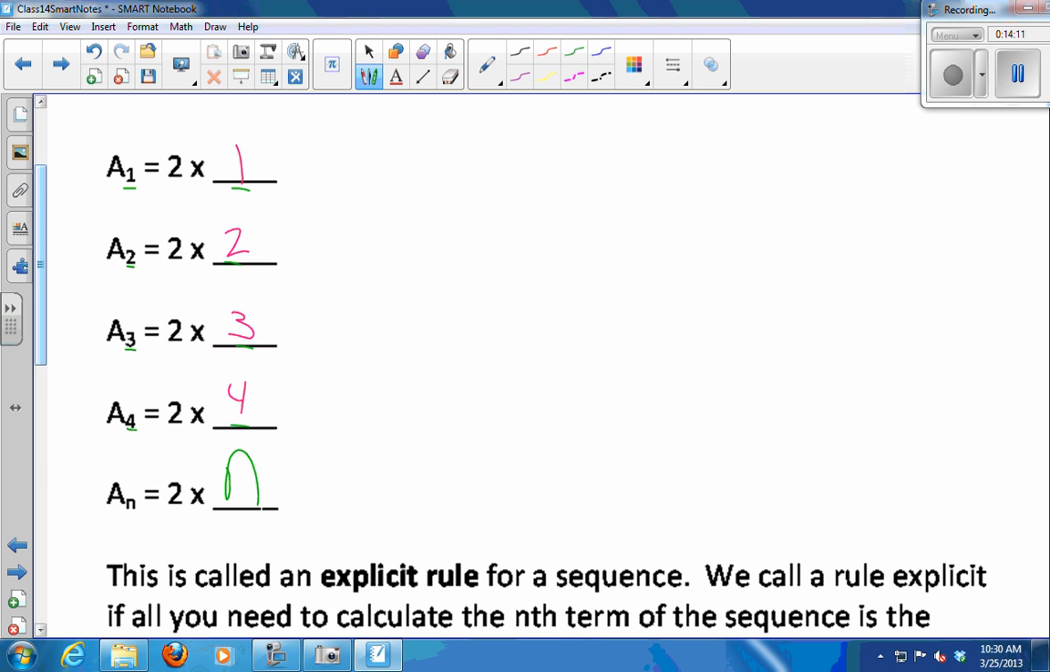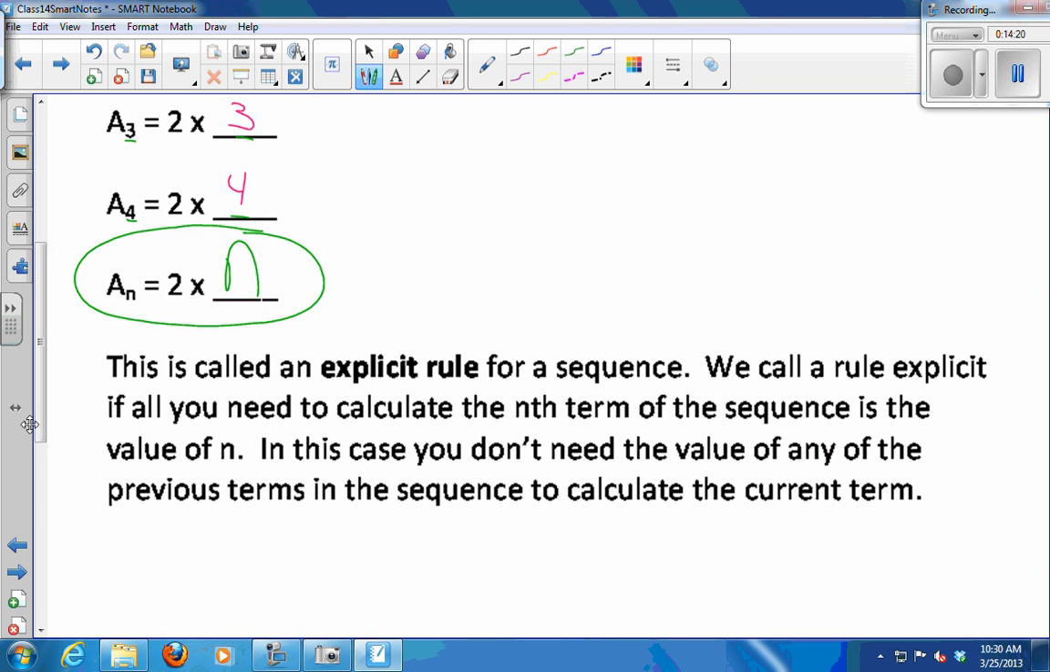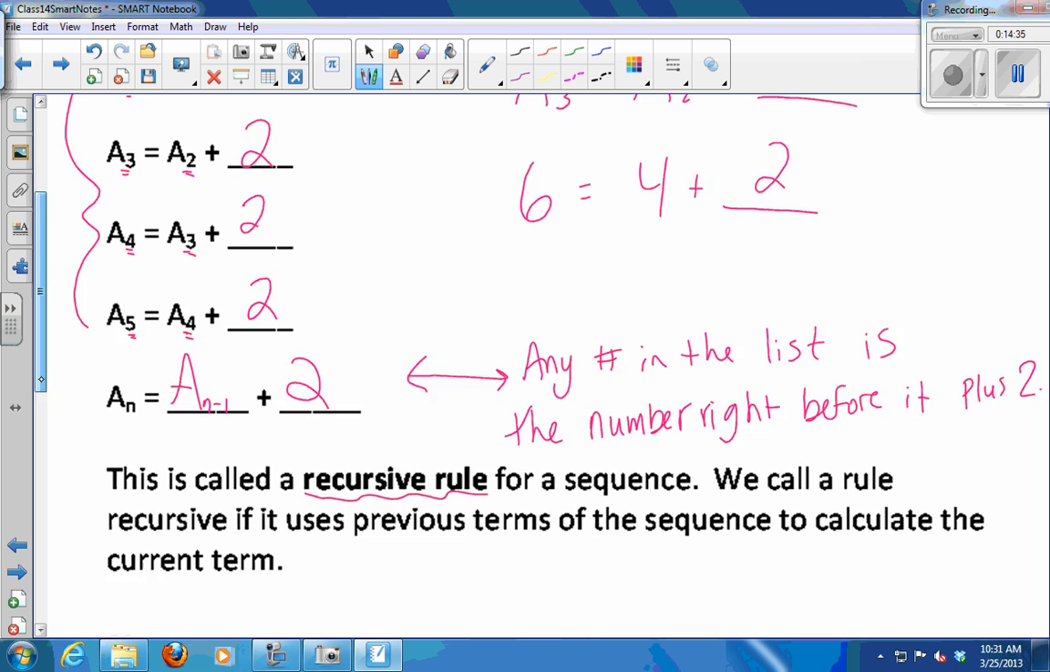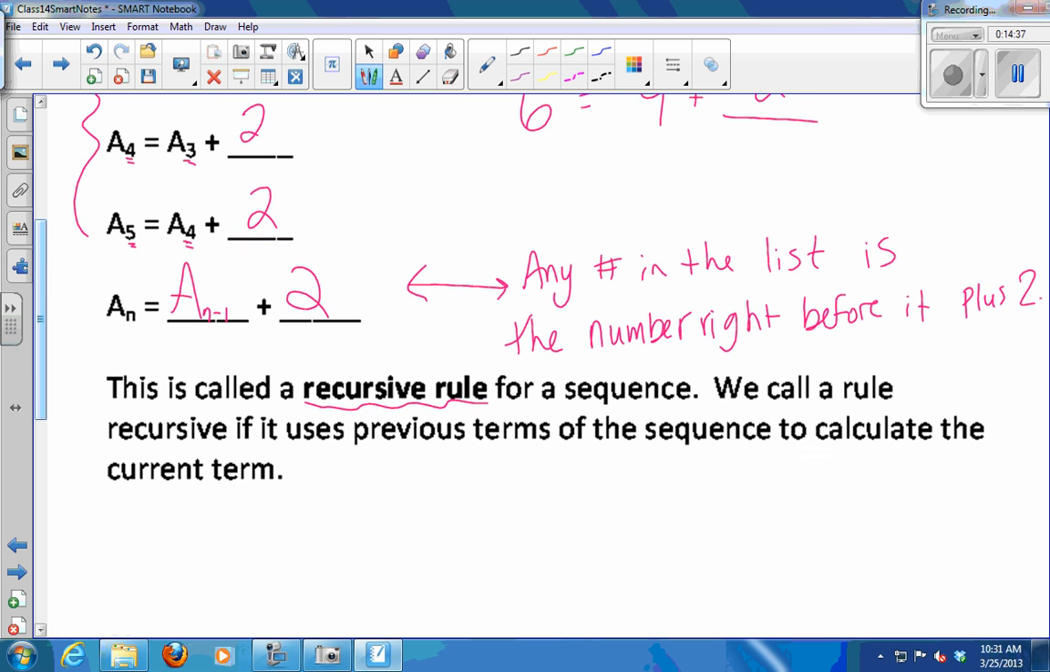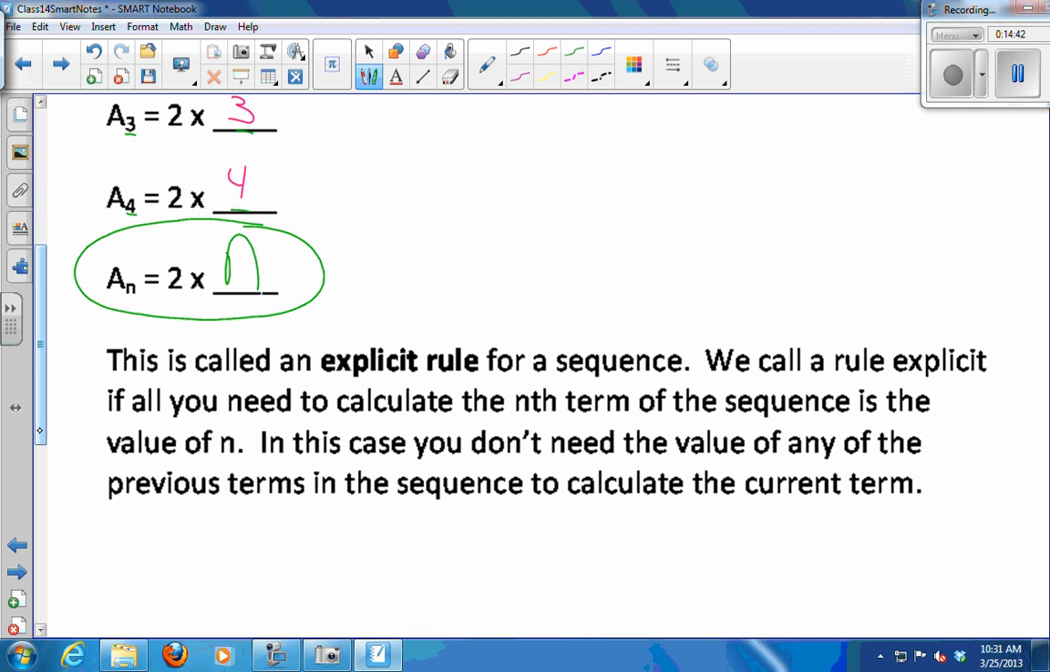This is called an explicit rule, okay? Because I don't need to know the term right before it in order to figure it out, right? If I wanted to know A11, it would be 2 times 11, which is 22. So I can figure out any number in the list just by knowing its location. I don't have to know the number before it. So with the previous rule, if I wanted to know A11, I would have to know A10 and add 2 to it. But with this guy, all I have to know is the 11, the location.